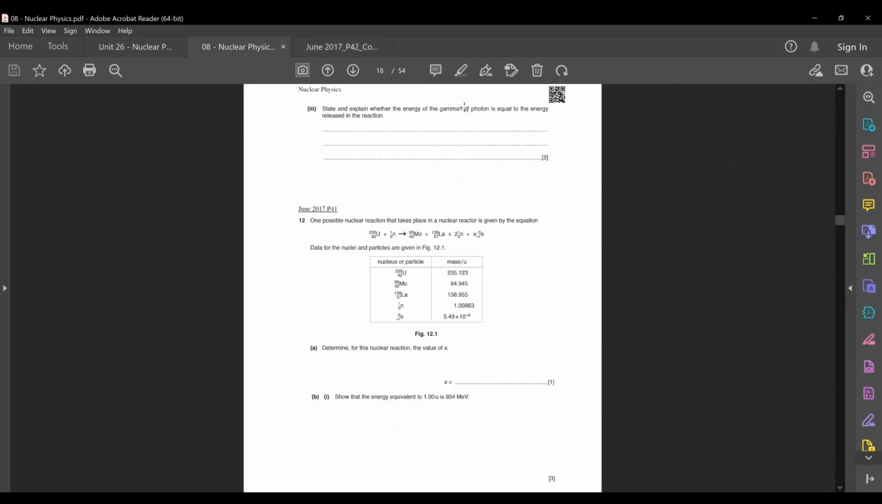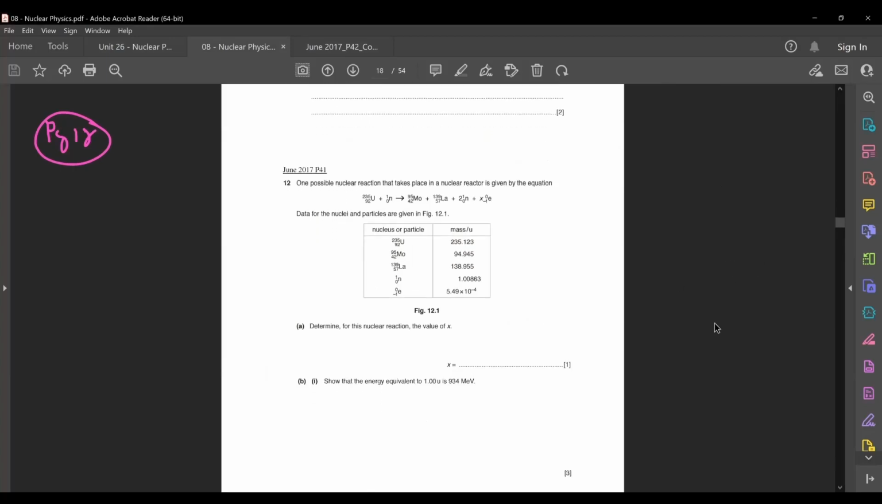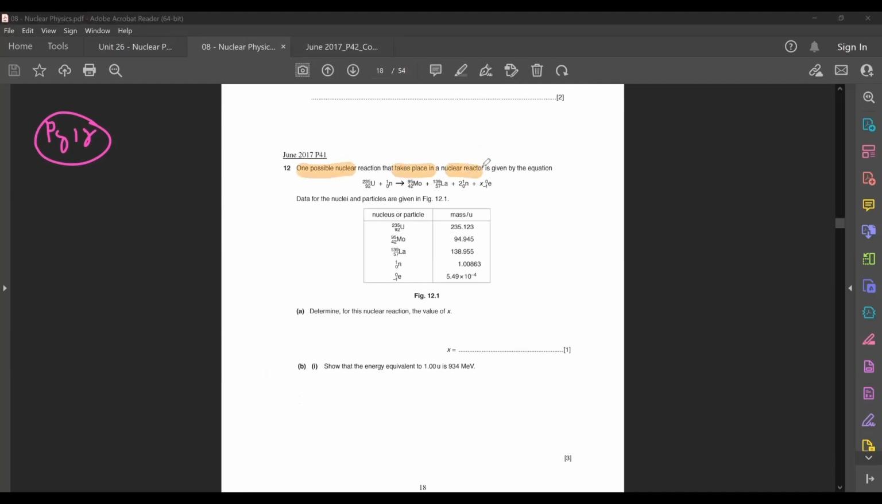Have a look at page 18. All right. Now in page 18, they mentioned this for you. A possible nuclear reaction that takes place in a nuclear reactor is given by the following equation here, and data for the nuclei and the particles are given in the table below. Determine for this nuclear reaction the value of x. What should be the value of x here?